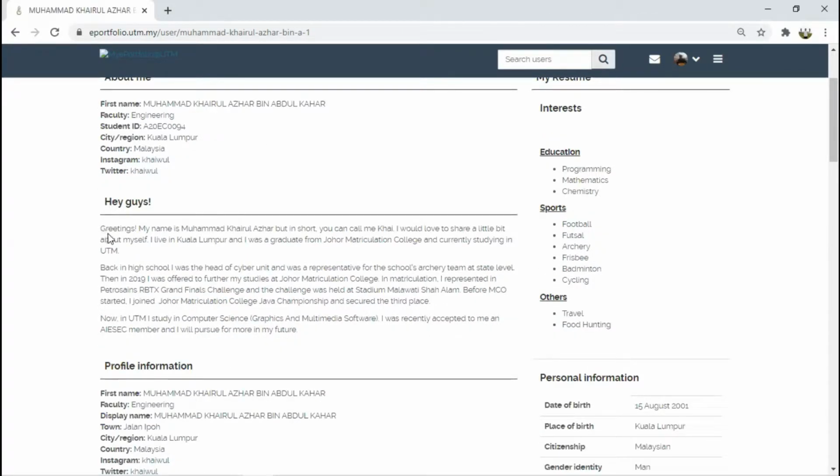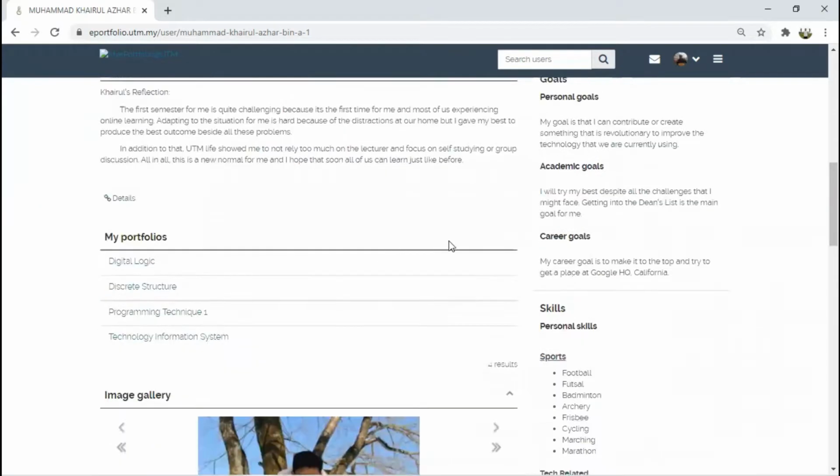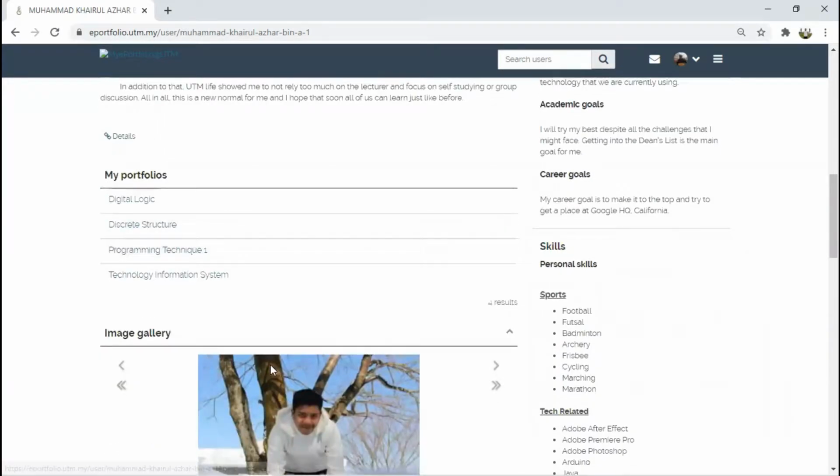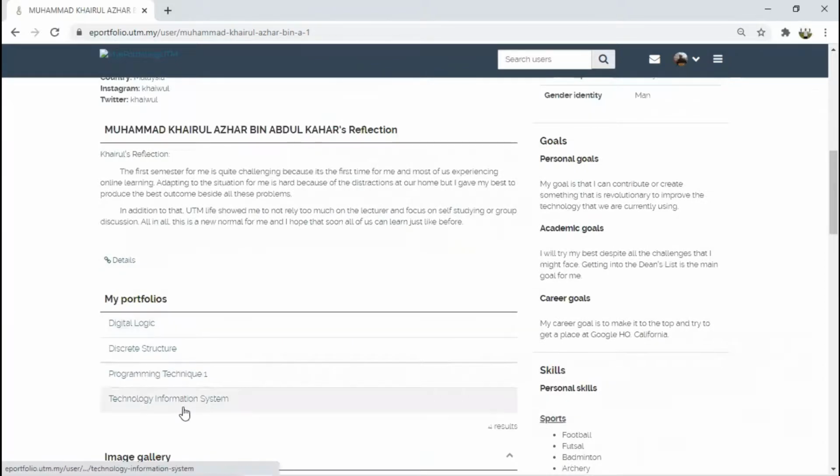So I was a graduate from Johor Metropolitan College and currently studying in UTM in computer science, Bachelor of Graphics and Multimedia Software. Okay, this is my profile page, and then there's my reflection, and this is also my picture. So I'm not that cute, but okay, let's just move on.